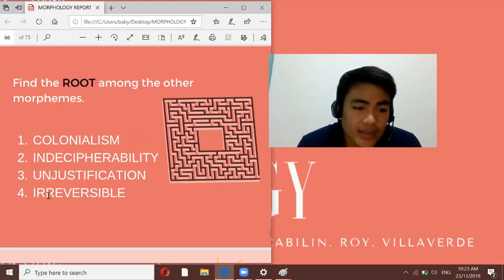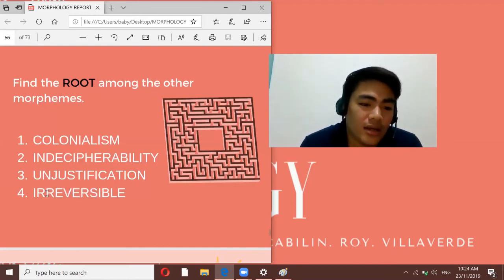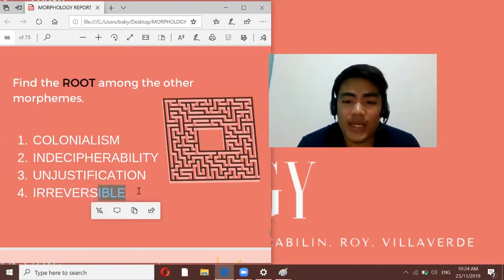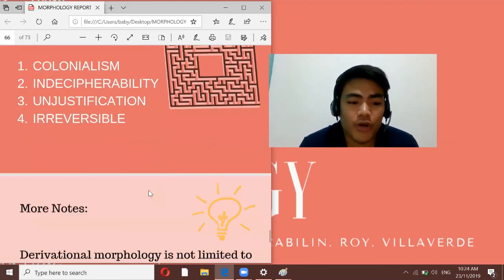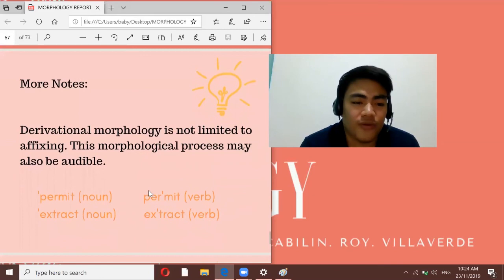Okay. For number four, we have the root reverse. The derivations are ear and IBLE.